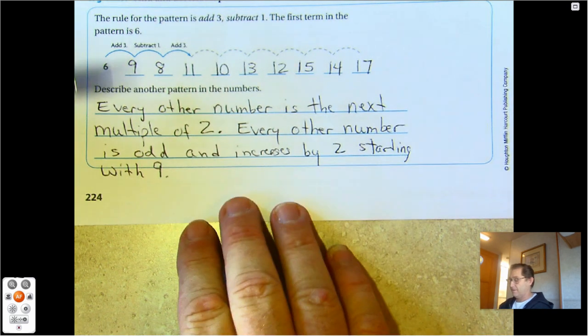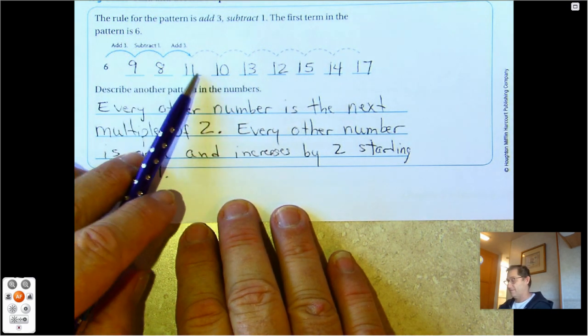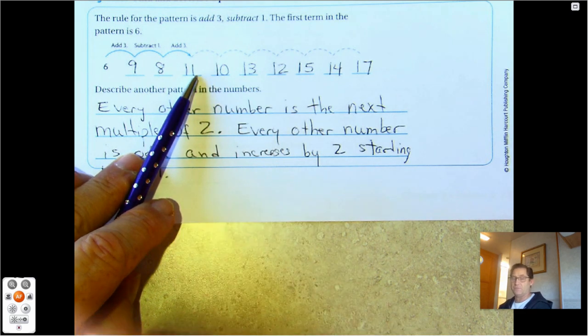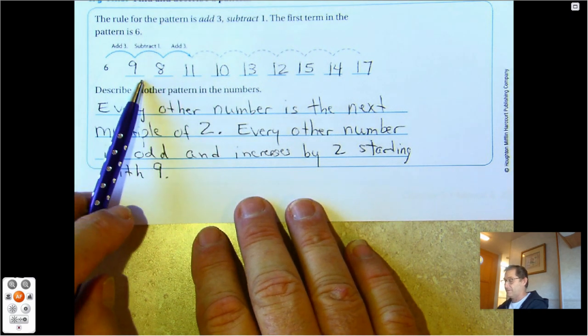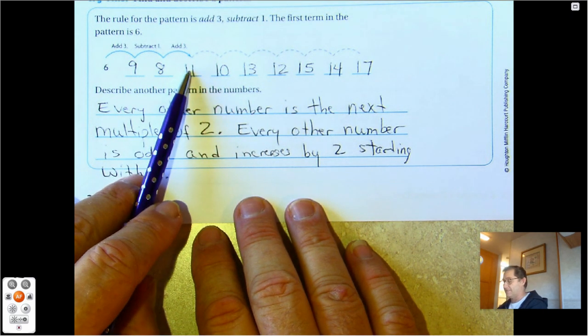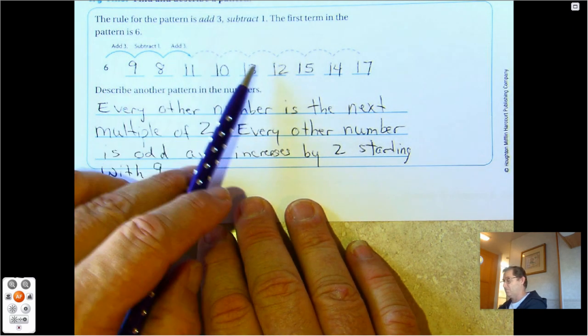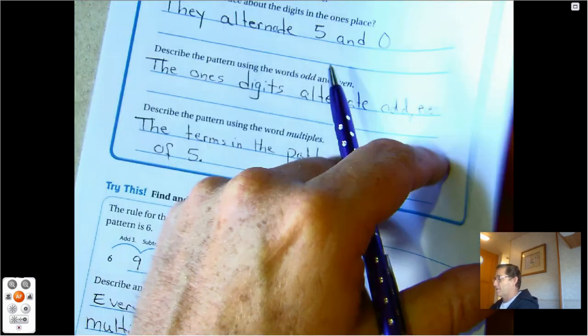Okay, so in our pattern, our first odd number is 9. If we look at the second number, if we go every other, the next odd is 11, which is a difference of 2, then 13, which is adding 2. So okay, there's a couple of patterns there.